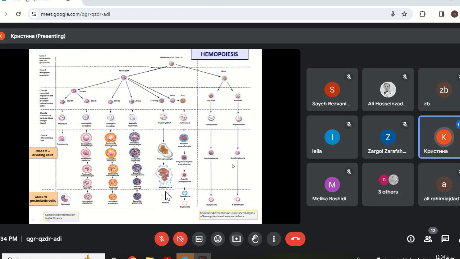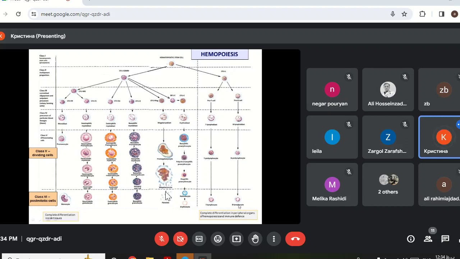Okay, we have here only T and B cells. T cells are for cell-mediated immunity and B cells for humoral immunity. T cells will have specific T cell receptors for antigens, and B cells will have B cell receptors. The T cells develop first inside red bone marrow, and then from class 3 they go out from red bone marrow and go to thymus, where they complete their development.